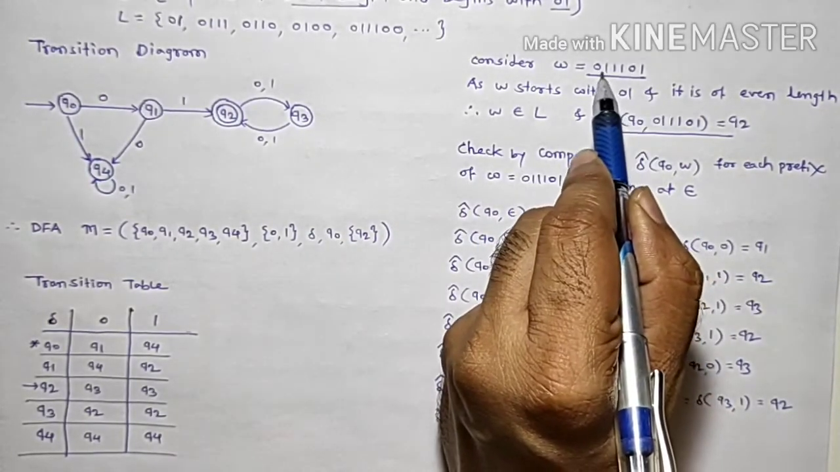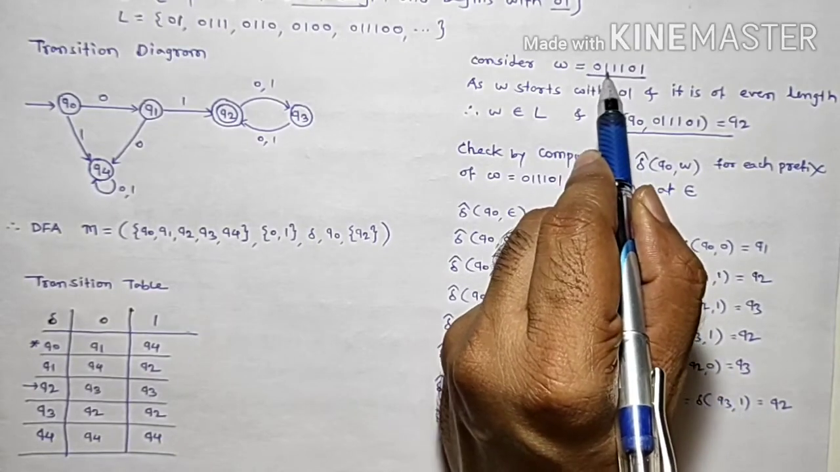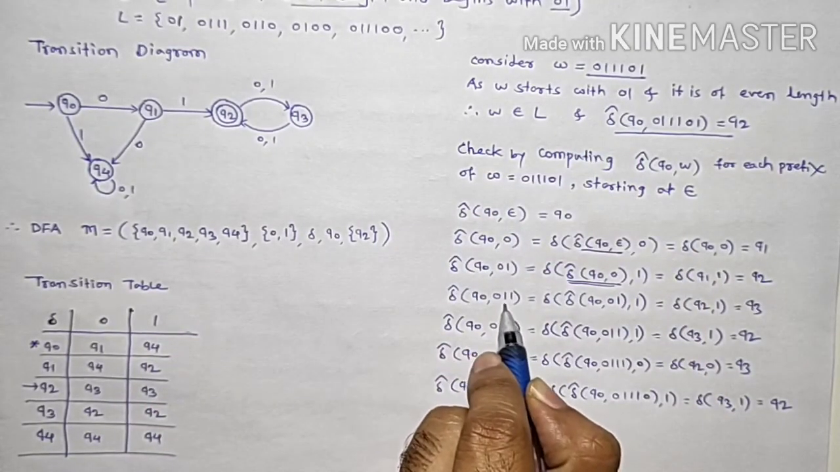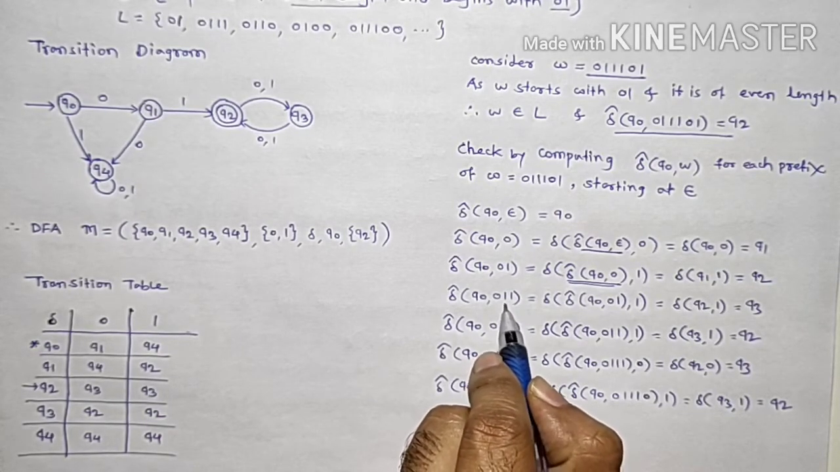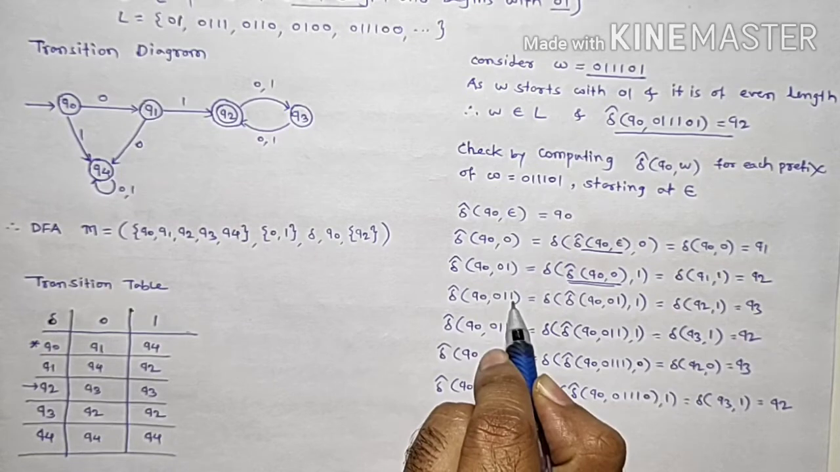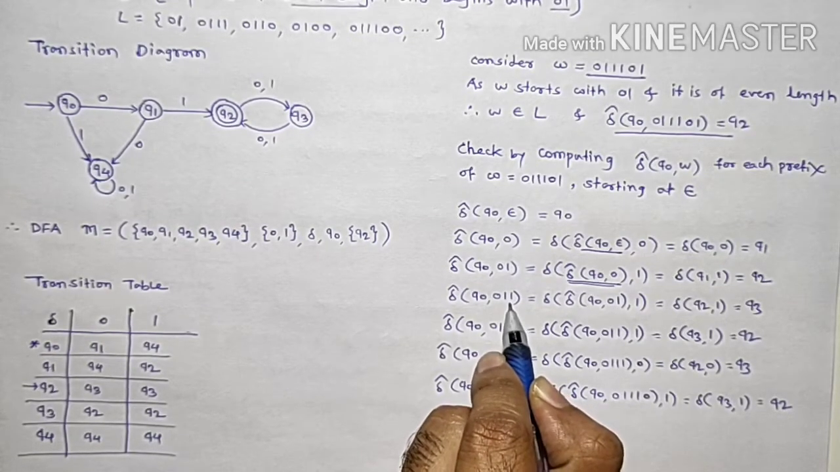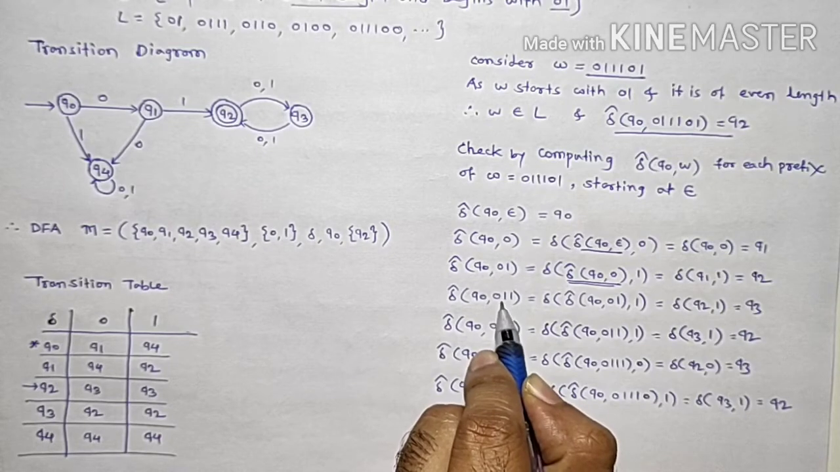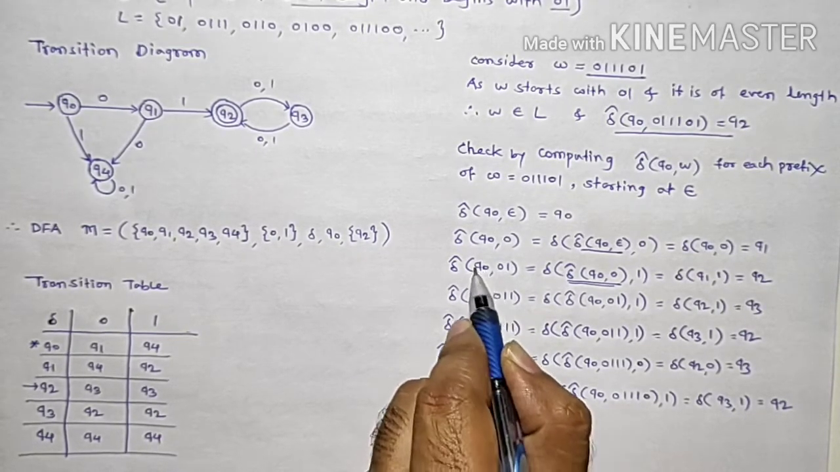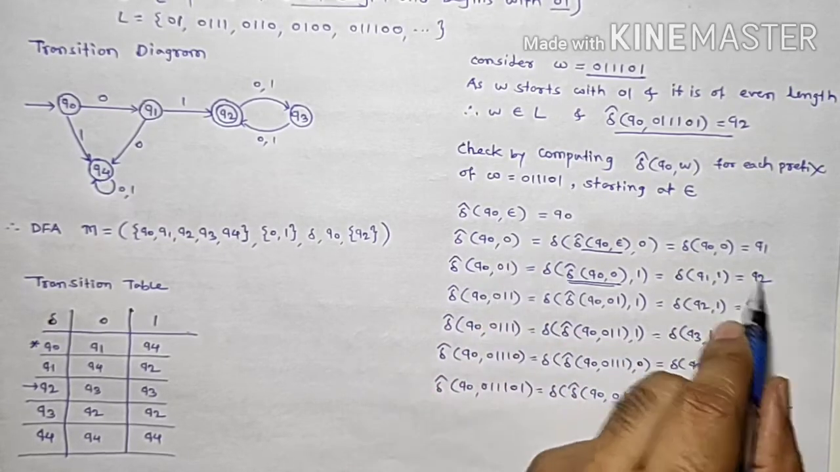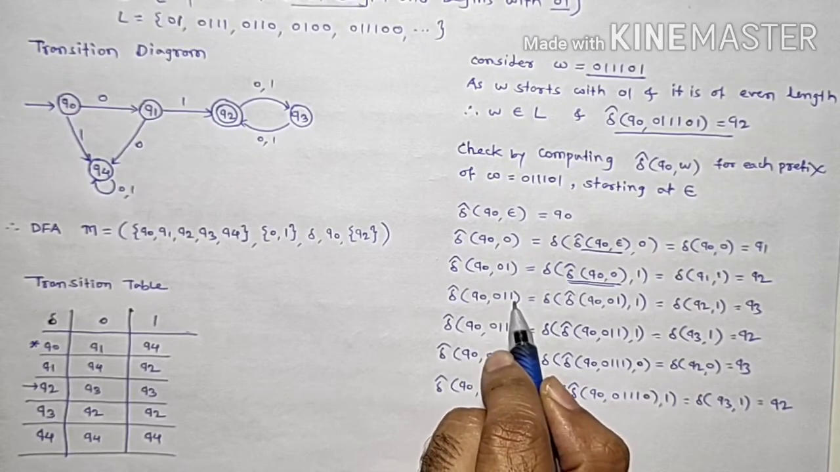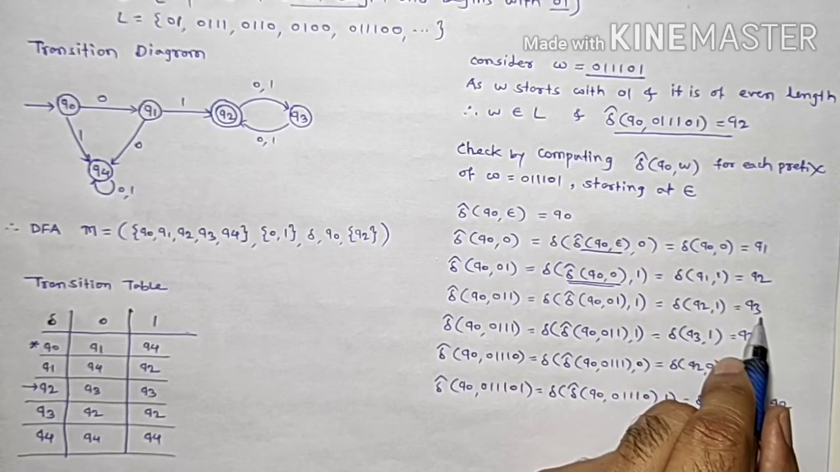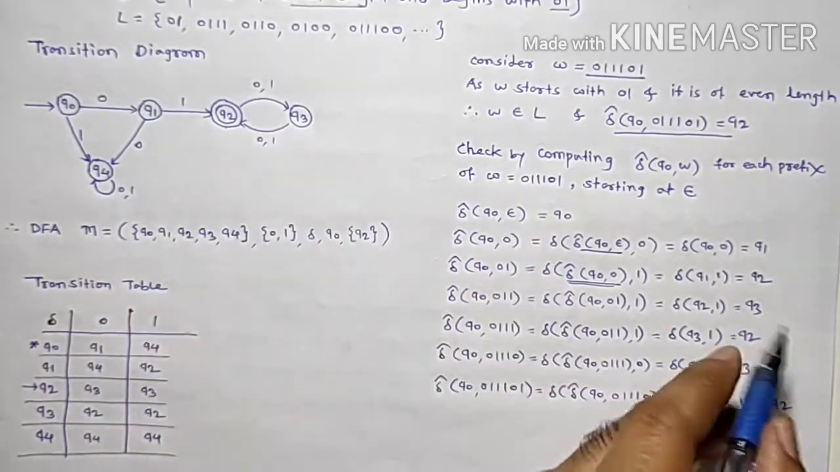Next step, again we'll increase the value of the prefix of the string. After 0 1, we'll increment the prefix by 1, so it becomes 0 1 1. Again break the 0 1 1 into x and a, where x corresponds to 0 1 and a corresponds to 1. Now compute again delta cap of q0 on 0 1, which is already known. So delta cap of q0 on 0 1 is q2, and then take the delta of q2 on 1. From this we know that q2 on 1 is q3. So q3.